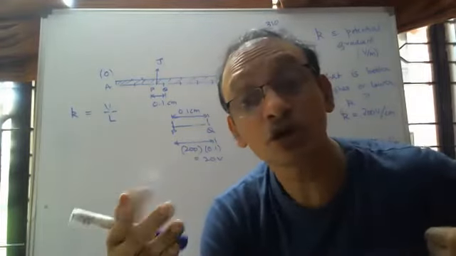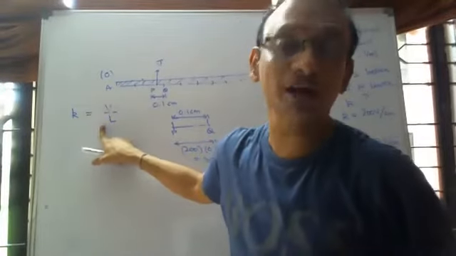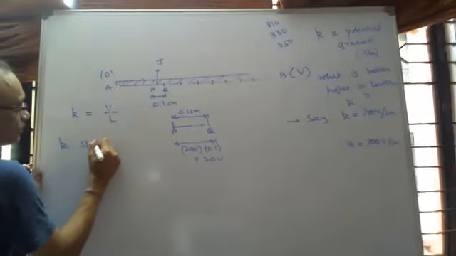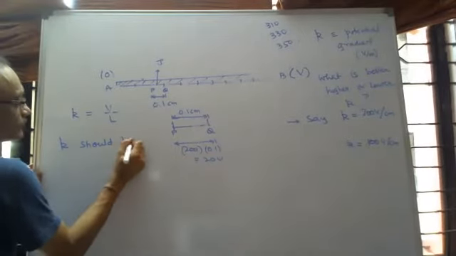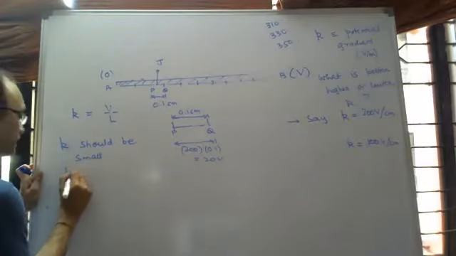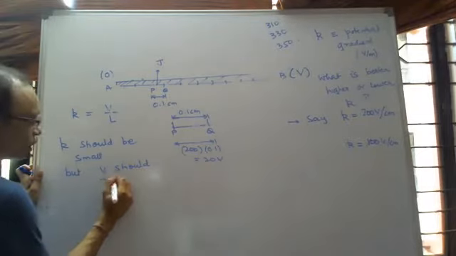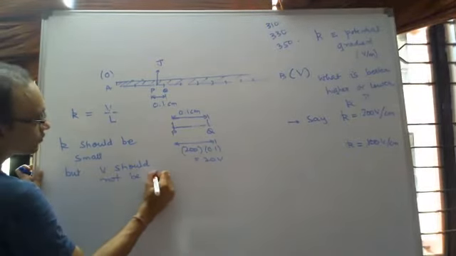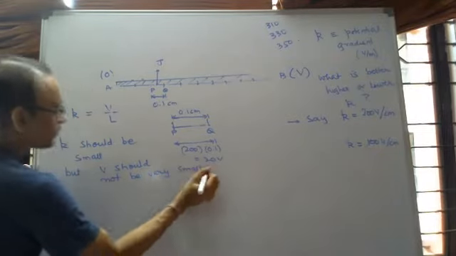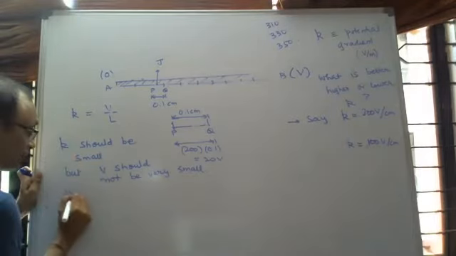So you want V to be large, but K छोटा करने का क्या तरीका है? L को बढ़ाना. So K should be small, but V should not be very small. अब तो रेंज ही कम जाएगा, है ना? V should not be very small. So how to make K small?